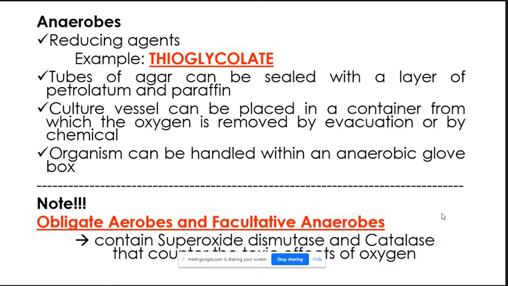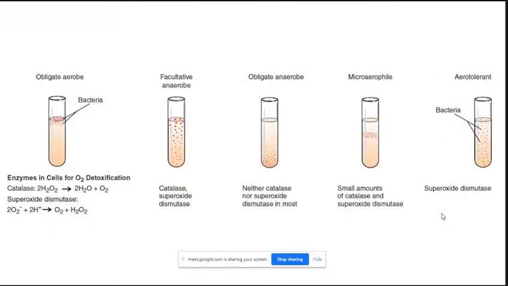So for obligate aerobes, take note of this because you need to know the role of superoxide dismutase and catalase. These enzymes try to get rid of the oxide, which, when not eliminated, will be toxic to the cell. That is why we have what is called oxygen toxicity. Okay. So this is what I was telling you.